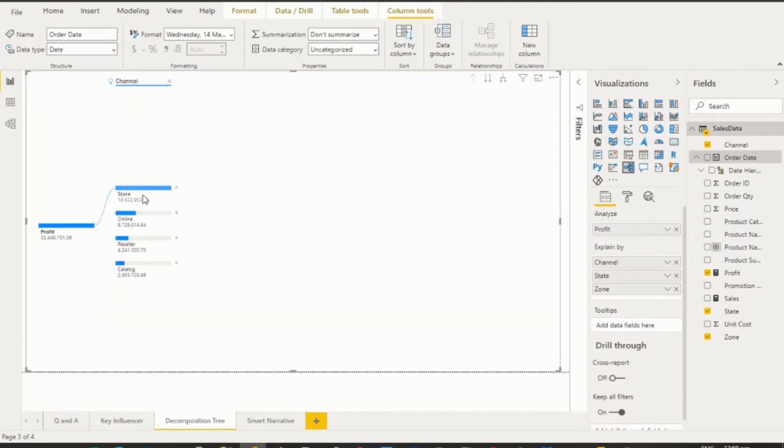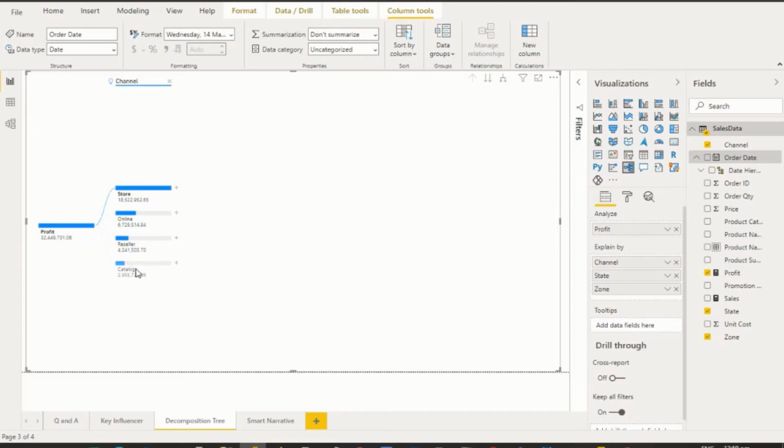High value, I can see some states there for the store. Okay, amongst all my channels, it's already telling me because I said channel here. Amongst all my channels, I'm doing very well in store. I'm doing very well in, this one is pretty small. I'm not doing bad in online, but my catalog is so bad. So catalog is one of the causes of my failure.